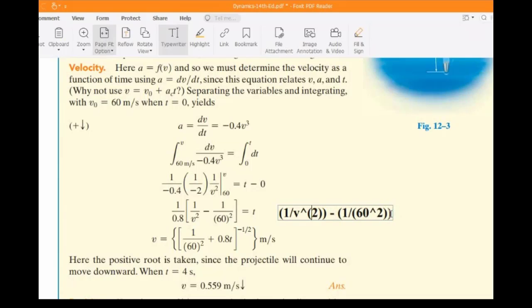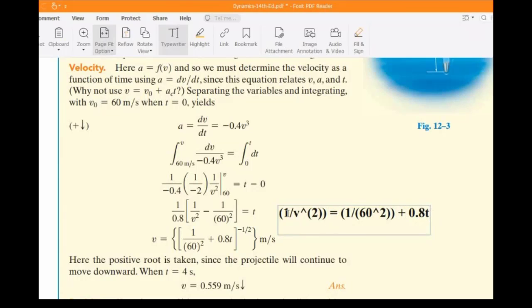This one equals 0.8t. Is it okay now? Everyone agrees? 1 by v square minus 60 square equals 0.8t. So I will take this one also to the right side. Any problem? 0.8t multiplied, it becomes this one plus this. Everyone agrees?